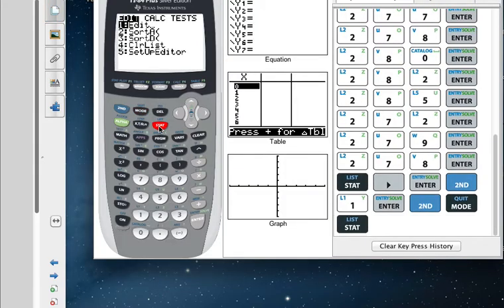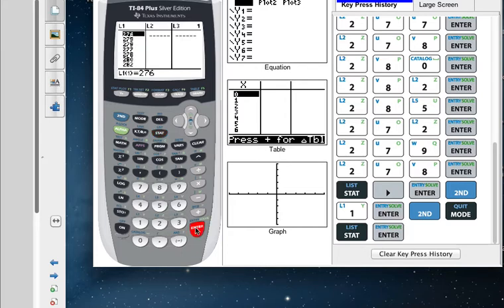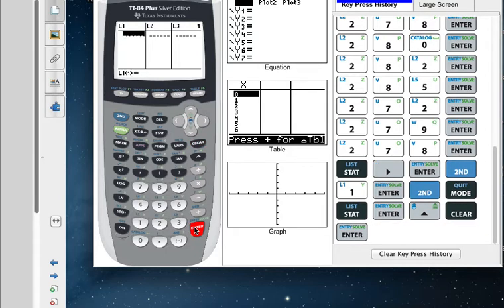So push stat. Then you want to make sure it's on edit, which it already is, so enter. We're going to scroll up to the top, clear, and delete our list out. Now we're set to enter in our list. After each item, you're going to go ahead and push enter every single time.